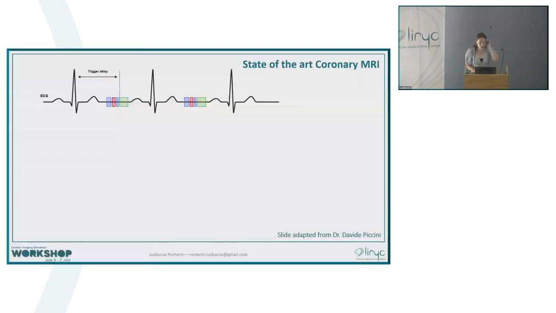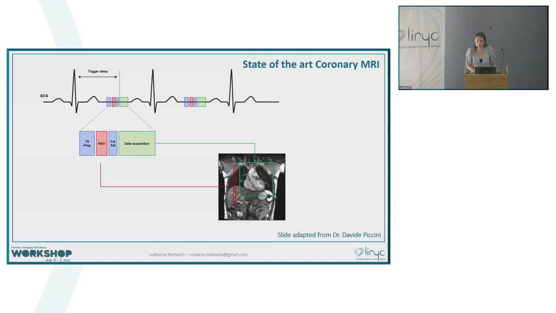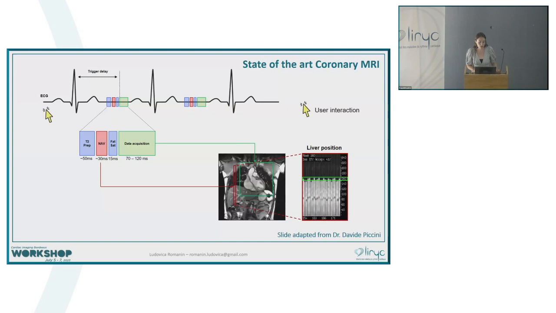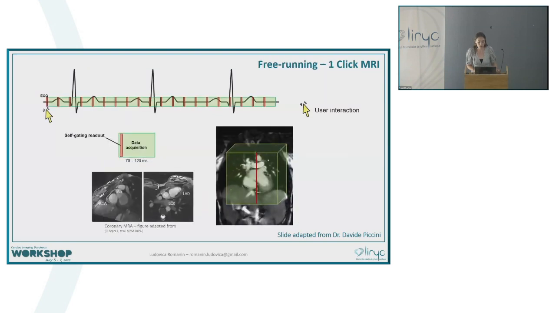So as mentioned, the state-of-the-art MRI, so whole heart or coronary MRI, is quite cumbersome because you need to plan your acquisition according to a recorded ECG, so they are not blurred by motion. You also need to place a navigator to correct for respiratory motion. So this results in a quite long and complicated planning. So in free running, you want to basically be in one click acquisition.